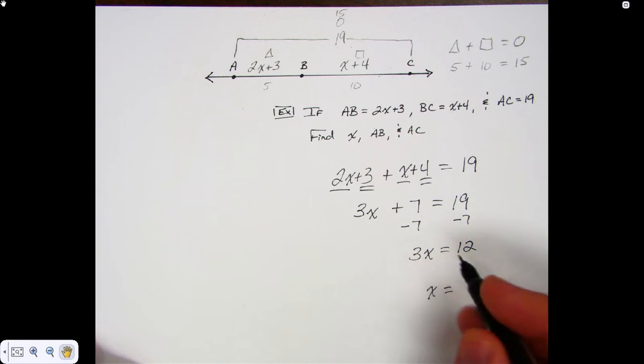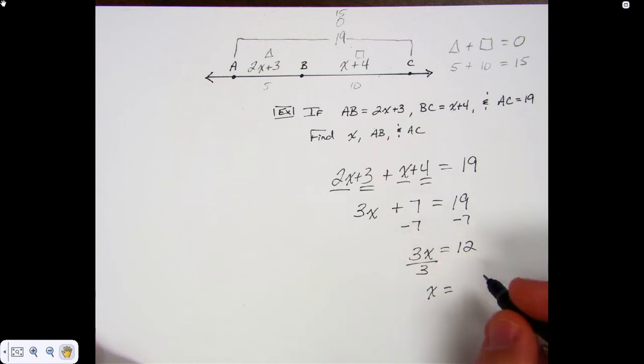What is 12 divided by 3? 4. Now, is that my answer? Yes, sir. Somebody tell him why. It's not, because you've got AB and AC to find left.